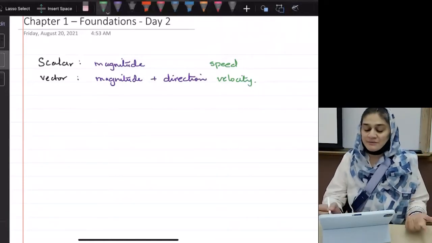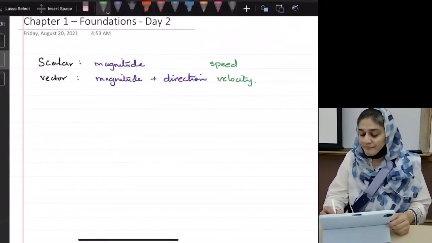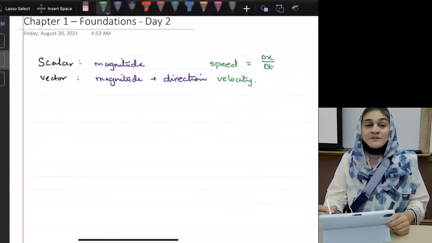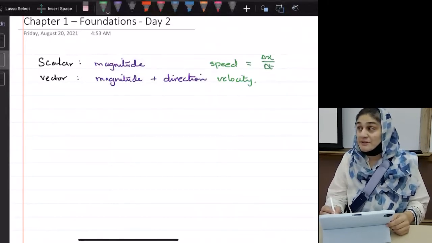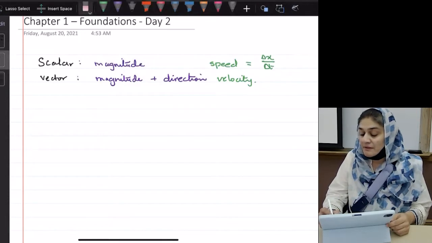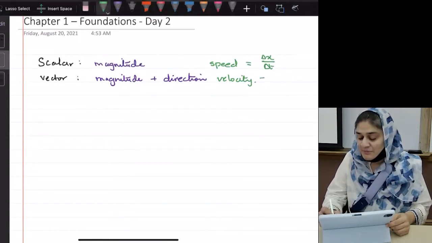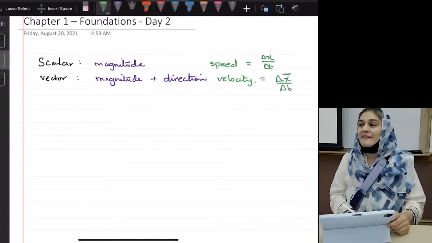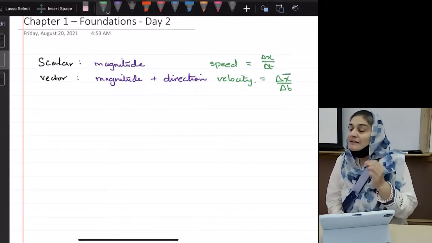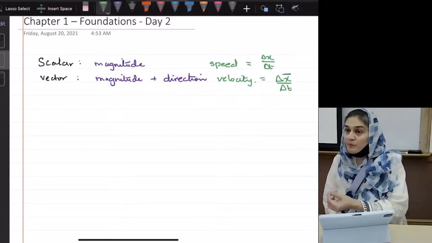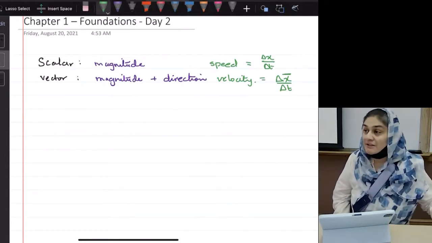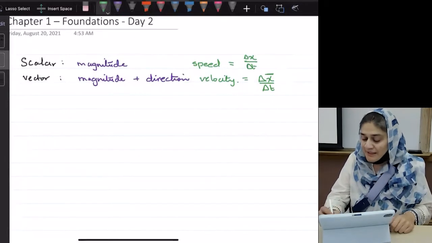If I was to ask you the definition of speed, what would it be? If I was to ask you the definition of velocity, what would it be? Excellent. Which means I have to do what to it? The same formula, but what's the difference? That little line on top of it takes your quantity, whatever you have, from a scalar to a vector. Agreed? How do we actually write this?